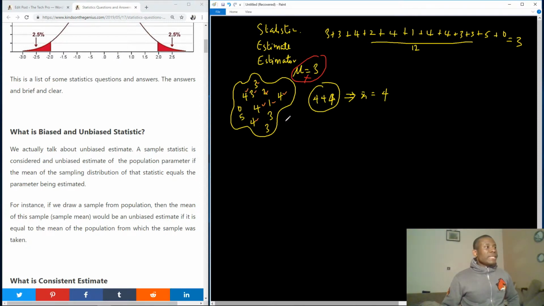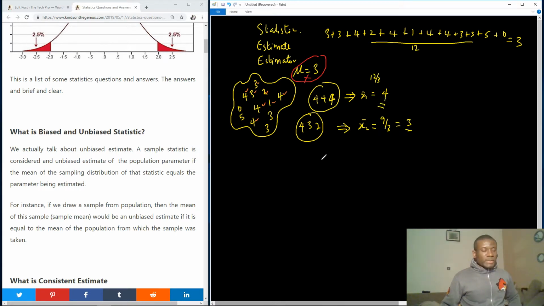Let's take another sample. This time we are taking 4, 3, 2. Take note that we are not saying that we know the population mean. We are just calculating the mean of our samples, and we are trying to make an estimate. 4, 3, 2 is going to give us x2. The mean of this data will be 4 plus 3 plus 2 is 9, over 3, which will give us 3. So this is the second mean that we have.